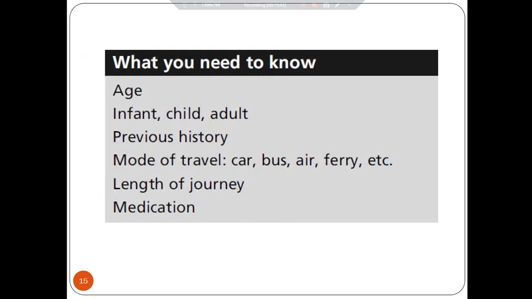What you need to know to respond well to prevent customer motion sickness. You should know the age, is it infant, child or adult, and you should know the previous history and the mode of travel, is it by car, bus, air, ferry or others. You should also know the length of the journey and the medication that the patient is taking or tried before.